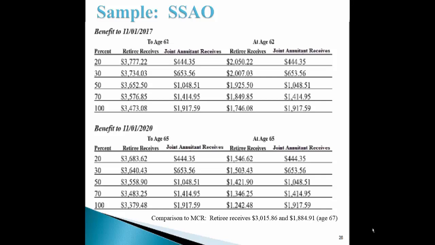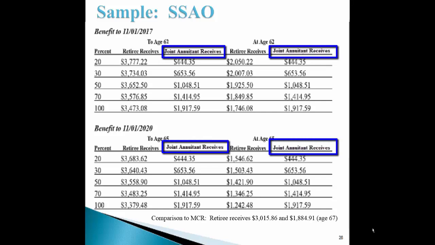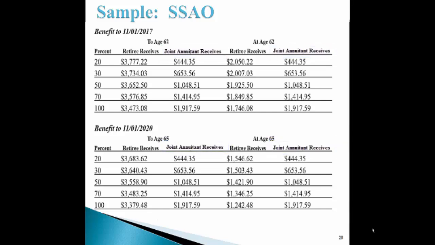$1,884.91 at age 67. Remember that the reduction under this sample will occur at age 62 or age 65 instead of age 67, and the county benefit will reduce regardless of whether the retiree actually begins collecting Social Security or not. A unique feature to this payment option is that the amount payable to a joint annuitant remains constant and does not reduce at any age.